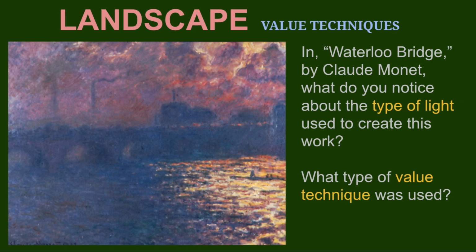Another thing you want to think about when you're creating your landscape are different kinds of value techniques. So here you can see Waterloo Bridge, which was created by Monet. Hopefully you can see the light that is created there. In the right-hand side, there's a sunrise going on, but again, because of the clouds in the sky, and it looks like there might even be a little bit of pollution in the background because you can see smoke coming out of one of the buildings in the back. Hopefully you can see a scumbling value technique was used.